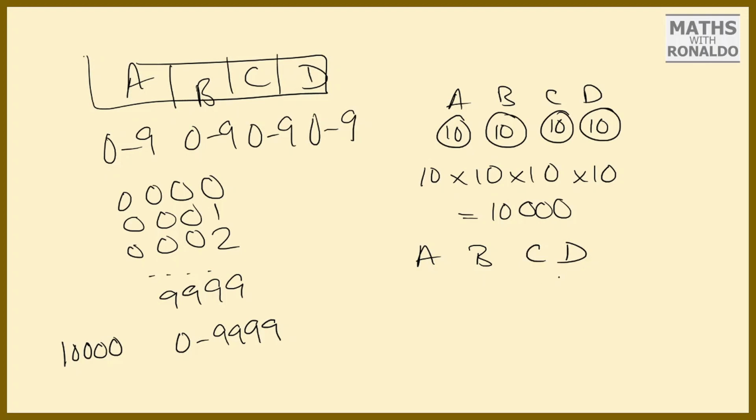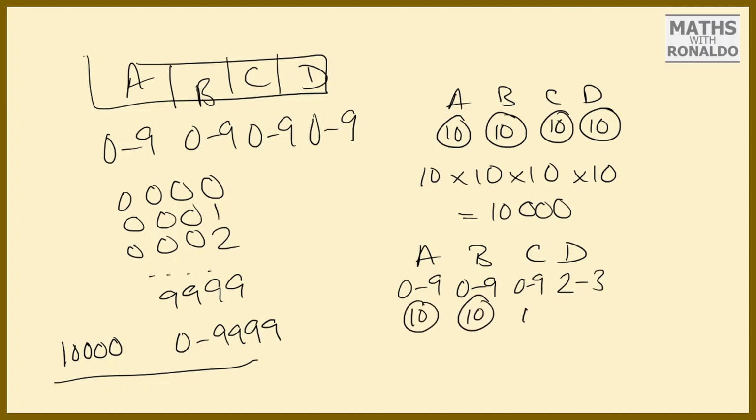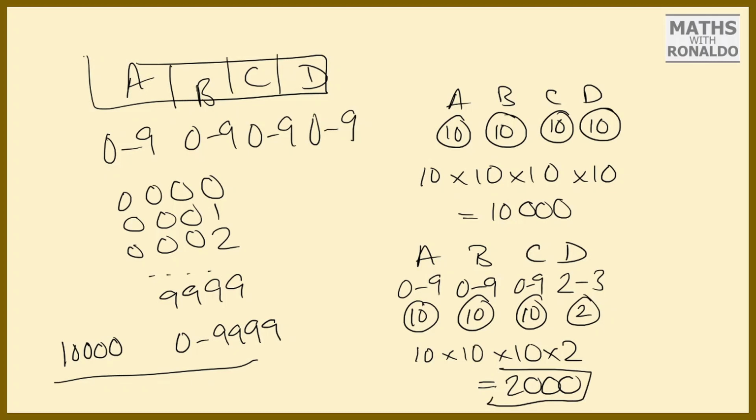Now, we can tweak this question and say that we have A, B, C, D, and D is sort of broken, so we only have the numbers 2 or 3 for D, and the rest is still 0 to 9, 0 to 9, 0 to 9. It would be harder to look at it this way. It would be easier to look at it this way. A can still be 10 different numbers, B is still 10, C can still hold 10 different numbers, but D, well, it's a bit broken, so we can only have 2 or 3. Those are 2 different numbers. So by the product rule for counting, 10 times 10 times 10 times 2 is 2,000 different combinations you can have in that scenario.